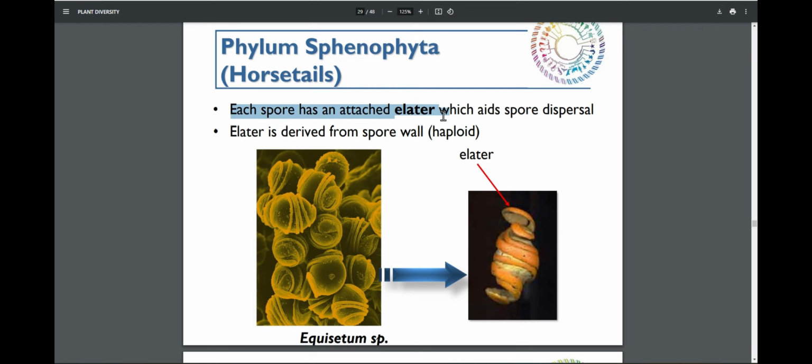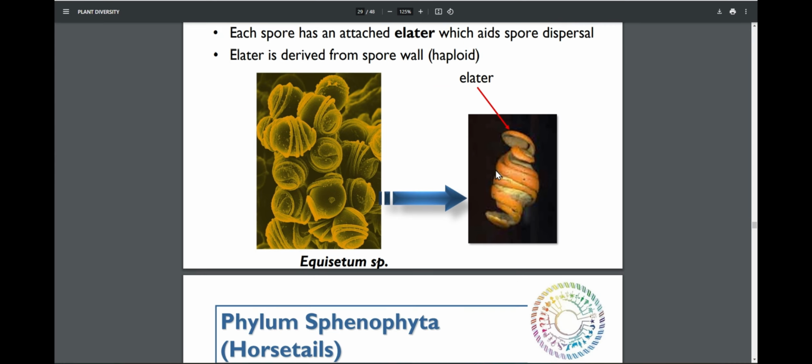Okay, so each spore has attached elaters which aid in spore dispersal, and these elaters come from the spore, so they're haploid. But if you remember, in liverworts, the genus with like Man-something, they also have elaters, but those elaters actually come from the sporophyte. The liverwort elater is diploid, while the horsetail elater is haploid. Okay, so don't confuse it.